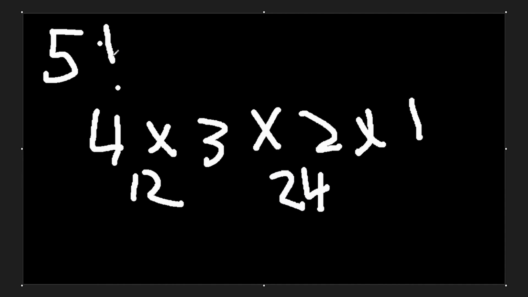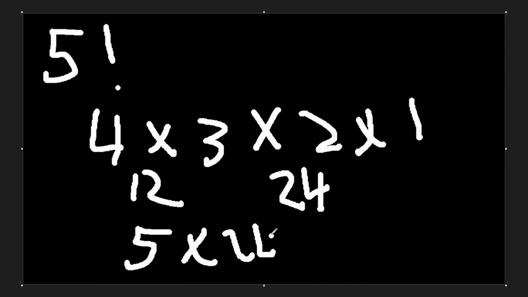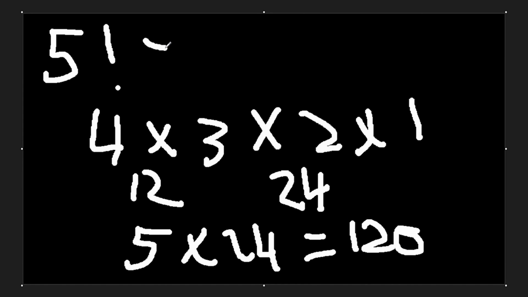But again, you have to multiply this by the original number that you are finding the factorial of. So, if you were to take 5 times 24, well, this would be 120, which means the factorial of 5 is 120. The numbers go up very quickly when using factorials.